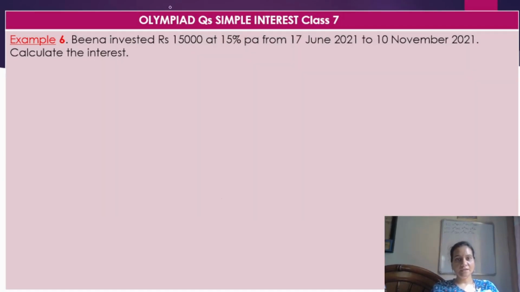Bina invested ₹15,000 at 15% per annum from 17 June 2021 to 10th November 2021. Calculate the interest. Now, Bina has not even invested for one full year. She has invested the amount for even less than that. A few months, and not even full months. She started on 17th June 2021 and has ended, realised, withdrawn everything. Not withdrawn, but she wants to know how much interest has been earned on 10th November 2021. So let's understand how to solve this question.